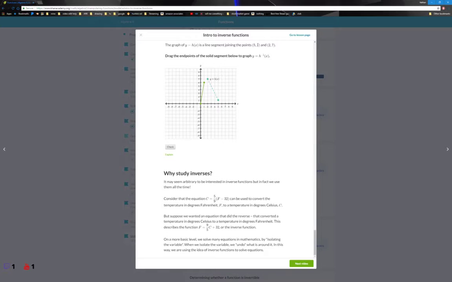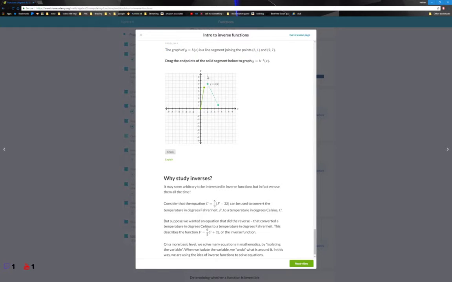So it goes from 5 comma 1 to 2 comma 7. Well, if this is our input and this is our output, we could just flip them. So we want to go from 1 comma 5 to 7 comma 2, right? And there we go, we got it right. And then our line would go right through the middle of them, and that would be our line in the middle.